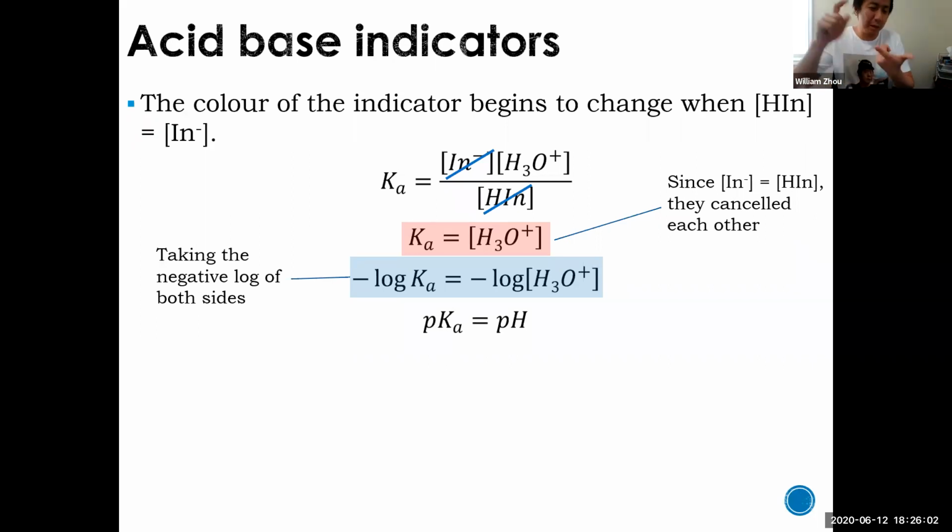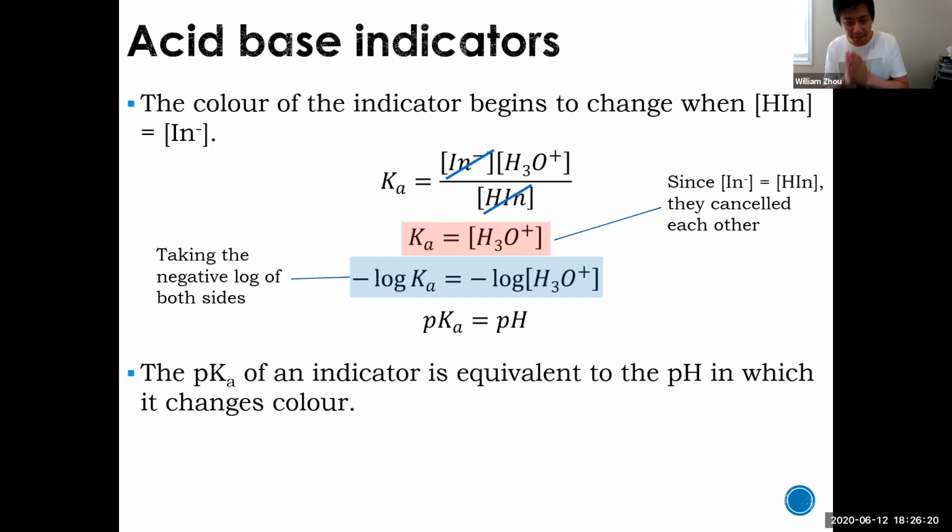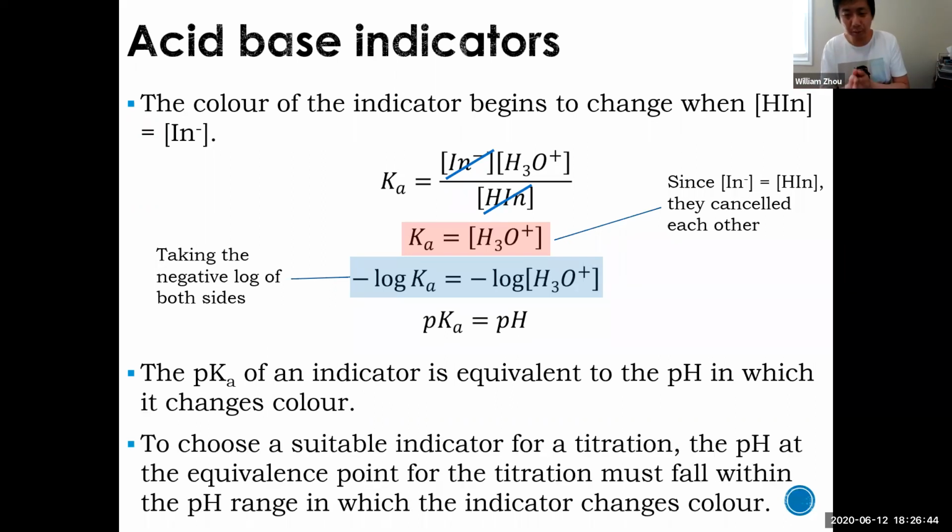And we define negative log of Ka as pKa. There's pH, there's pOH, well, there's pKa as well. It's just the negative log of Ka. So the pKa equals the pH if the pH is that special pH that it changes color at. So this proves that the pKa of an indicator is equivalent to the pH at which it changes color. That's how we define a pKa. If you see a table of indicators, you might see a pKa number attached to it. That simply means this indicator will change color at a certain pH. That's the pKa.